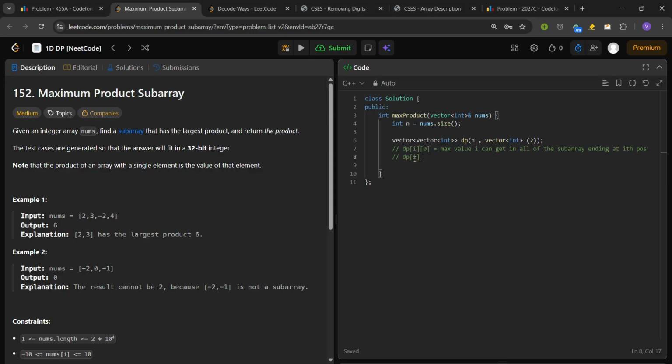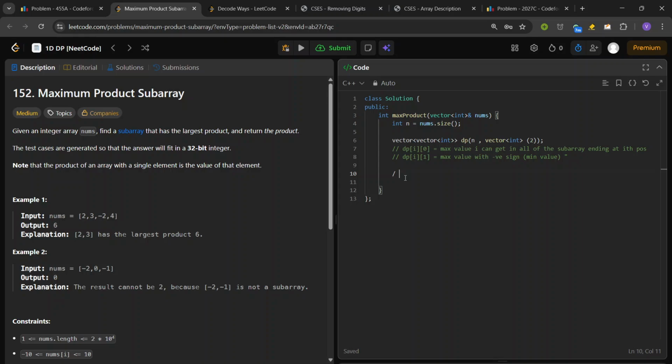DP of I0, I1 is going to be the minimum or the max value with minus sign, right? Which is nothing but the min value of all of the subarrays. Yeah, that's it. Just take these things.